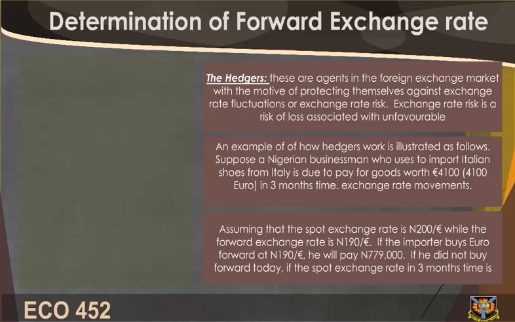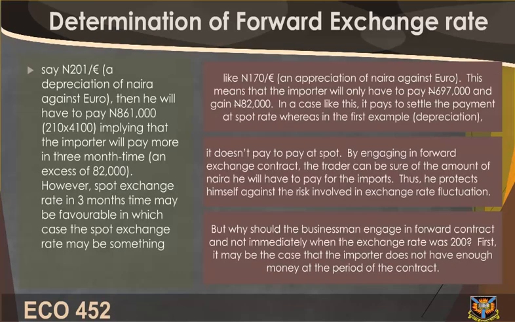If the spot exchange rate in 3 months' time is, say, 210 naira per euro, a depreciation of naira against euro, then he will have to pay 861,000 naira, 210 times 4,100, implying that the importer will pay more in 3 months' time, an excess of 82,000.